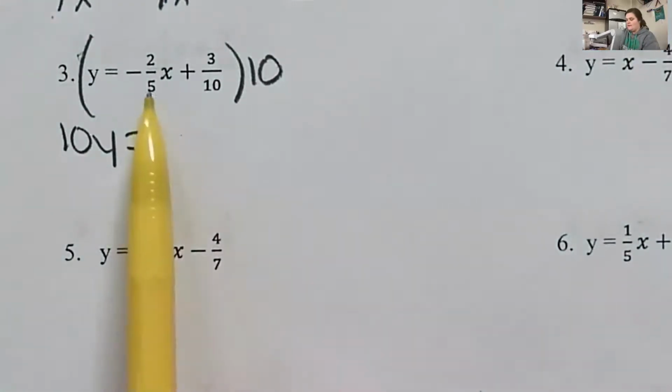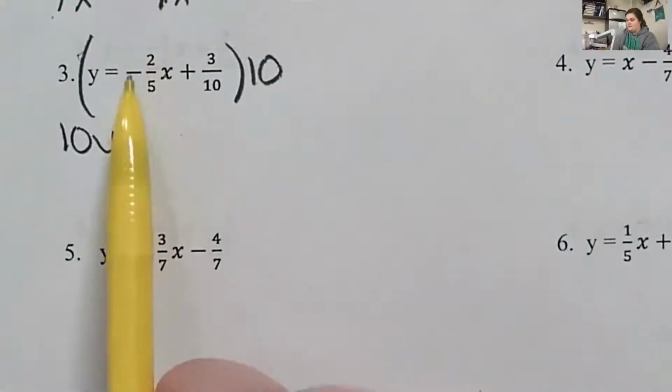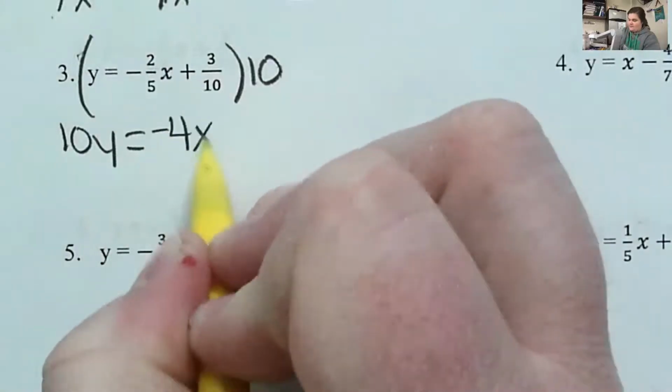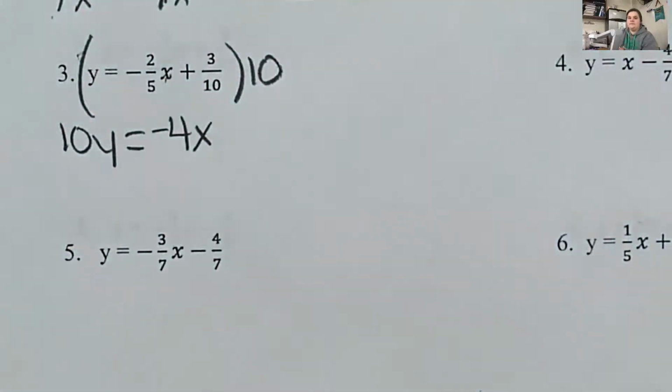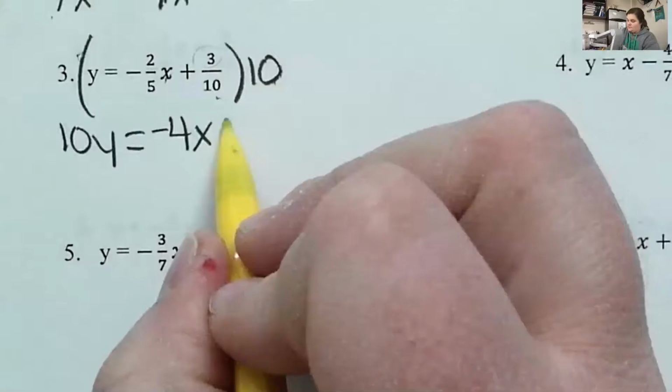Okay. How do I get from 5 to 10? I multiply by 2, so I have to multiply this numerator by 2. -2 times 2 is -4x. Don't forget there's an x on there. How do I get from 10 to 10? Well, I'm already there, so leave the numerator alone. So it's just +3.